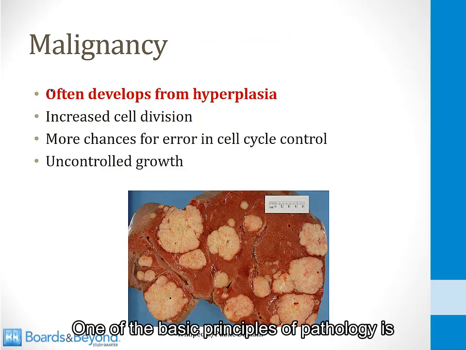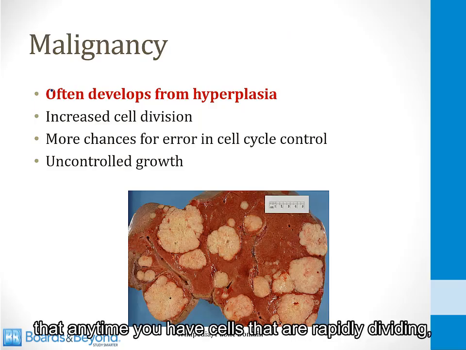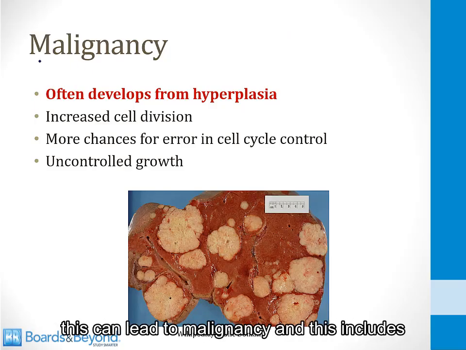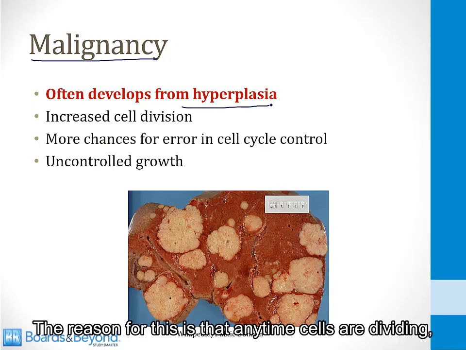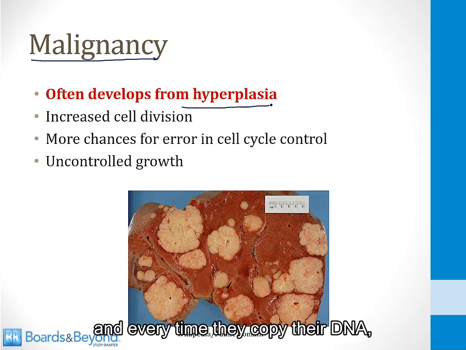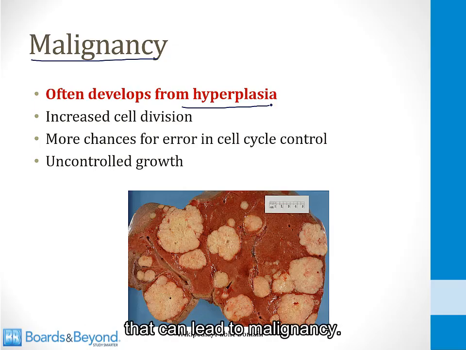One of the basic principles of pathology is that anytime you have cells that are rapidly dividing, this can lead to malignancy, and this includes in the setting of hyperplasia. The reason for this is that anytime cells are dividing, they are copying their DNA, and every time they copy their DNA, there's a small chance of an error. If that error leads to a genetic mutation, that gives the cell immortality and allows for uncontrolled cell growth that can lead to malignancy.